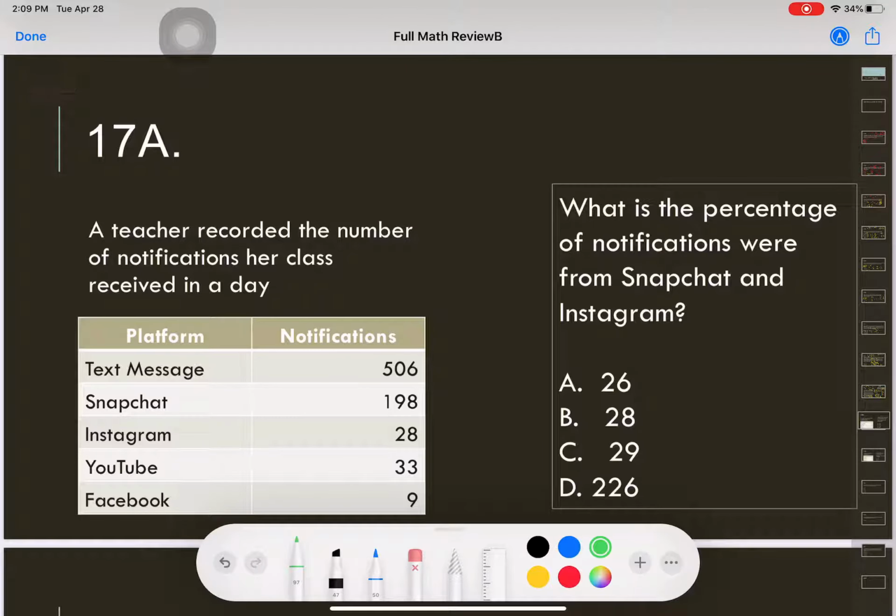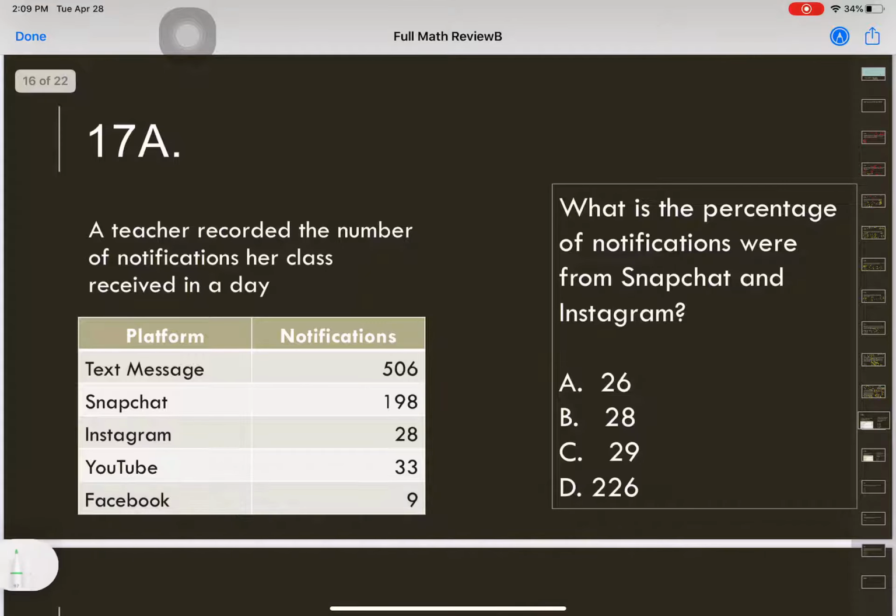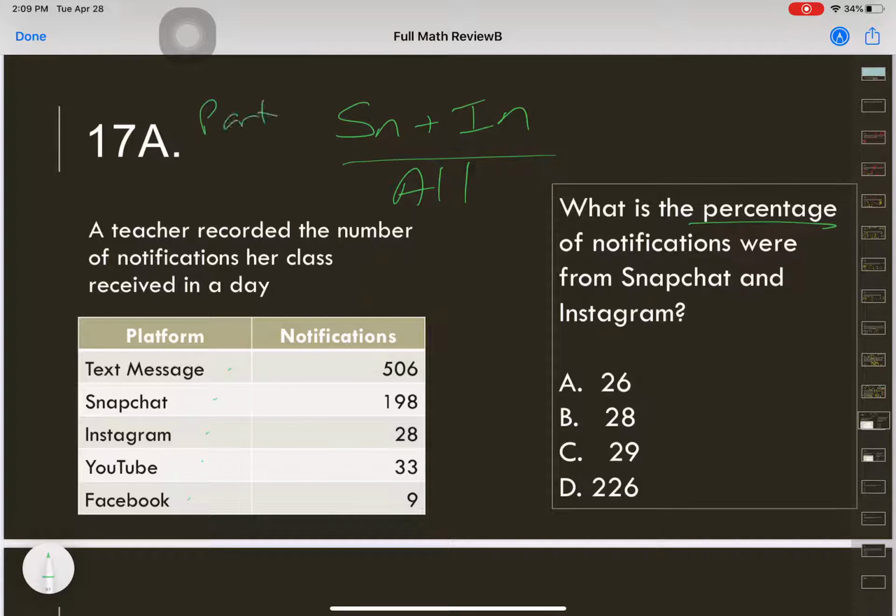17. A teacher recorded the number of notifications her class received in a day. So the number of text messages, Snapchat, Instagram, YouTube, Facebook, all of them right here, you see. This is from a real study. What is the percentage of notifications from Snapchat and Instagram? So Snap plus Instagram over all is what we're looking at, because that's how you find percentage. It's the part you're looking for over the whole. So we just want Snap and Instagram.